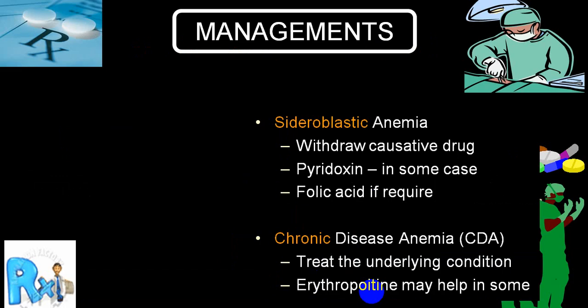In case of sideroblastic anemia, withdraw the causative drugs. You can supplement with pyridoxine. Pyridoxine deficiency will benefit. Folic acid replacement also will give benefit in some of the reversible conditions, particularly iron deficiency and particularly isoniazid toxicity. And if the person has a chronic disease producing anemia, treat the underlying condition, and erythropoietin may be effective, and nowadays they even try hepcidin antagonists.